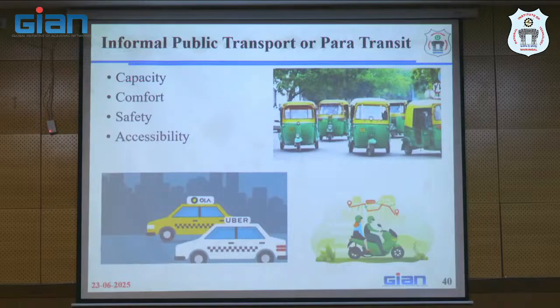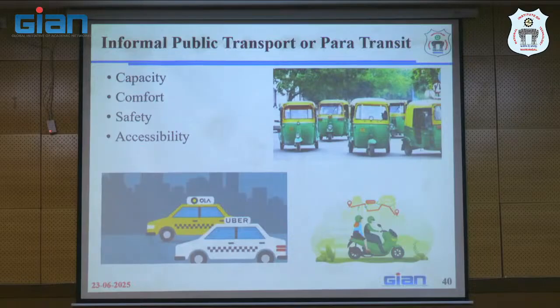Then we have the other categories of paratransit system, or generally the informal public transport system. When you are looking at these informal public transport systems, we need to understand what their capacity is in general, then what the comfort levels, safety and accessibility are. If I'm taking an auto rickshaw, what is the capacity in general? It should not be more than 3 members, but it is shared. Mostly 5 members are also carried, but generally it is 3 members.